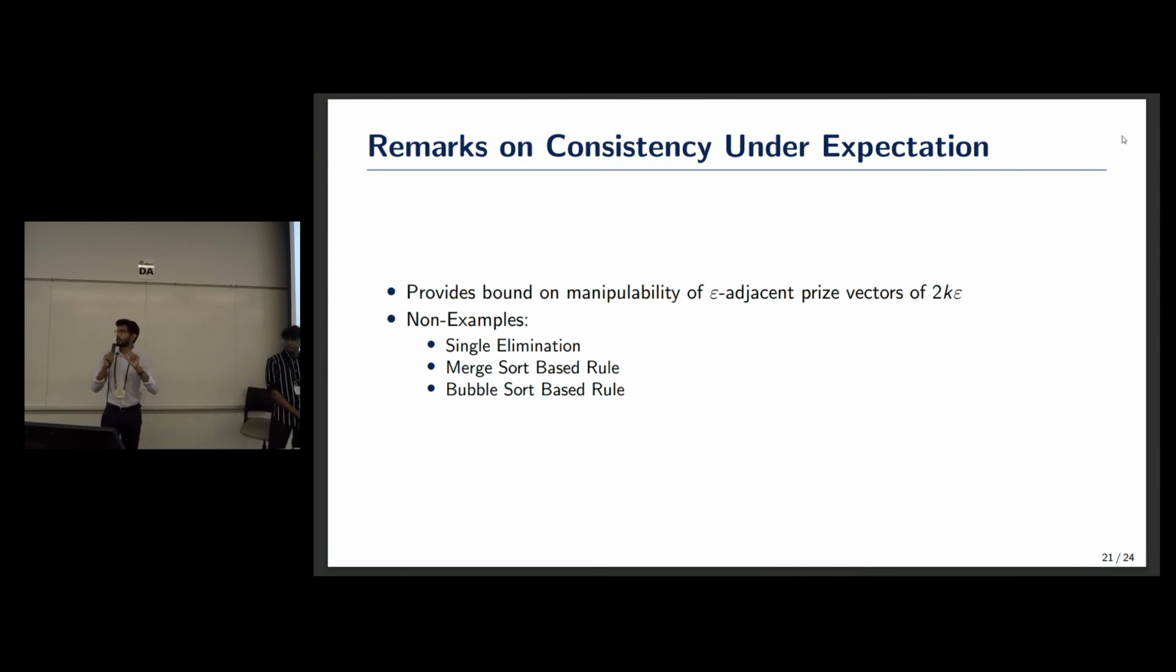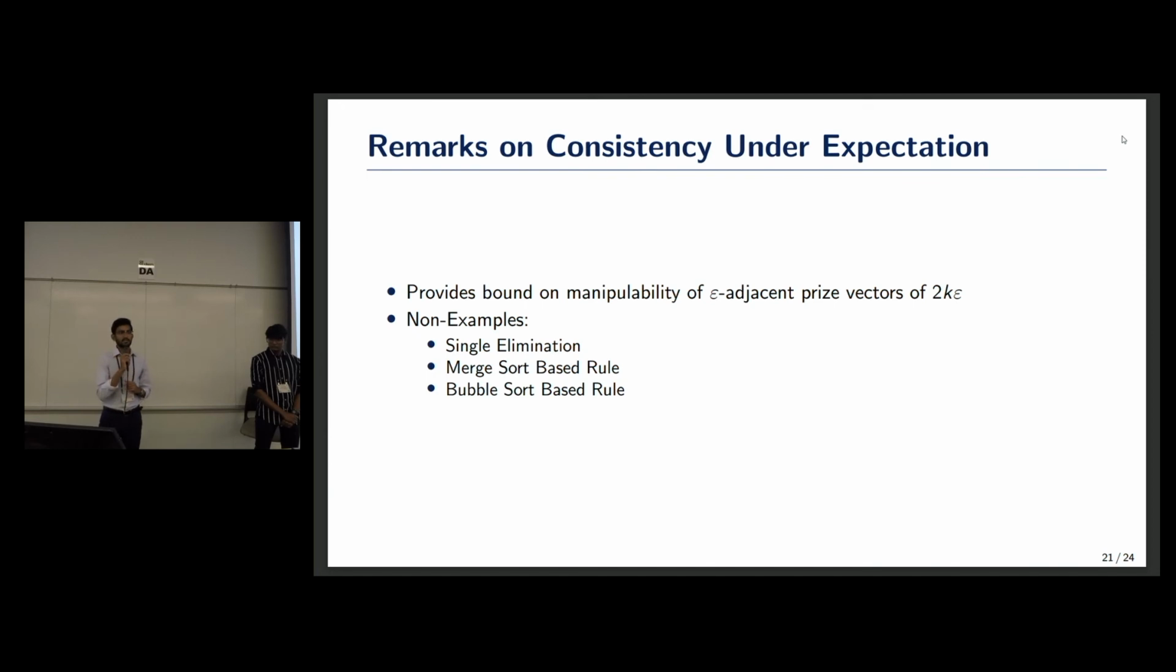For prize vectors that are close enough to this uniform prize vector, we call them epsilon adjacent prize vectors. We can also get another bound of 2k epsilon, where again, k is the size of the set of teams that are colluding, and epsilon is how close each element is to that of the uniform prize vector.